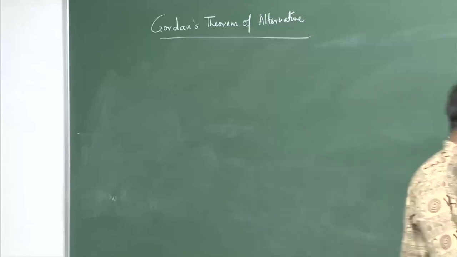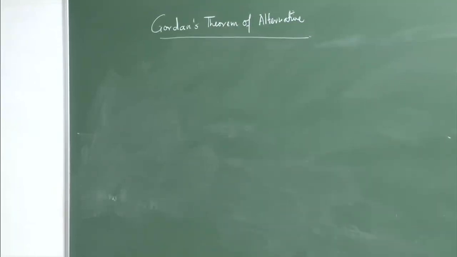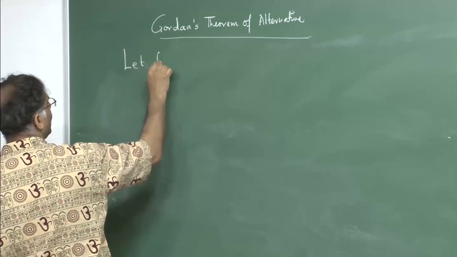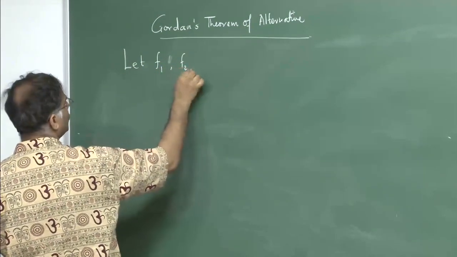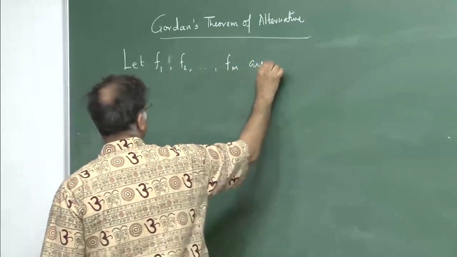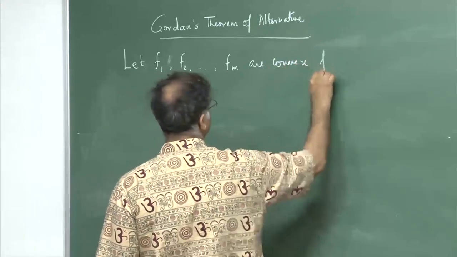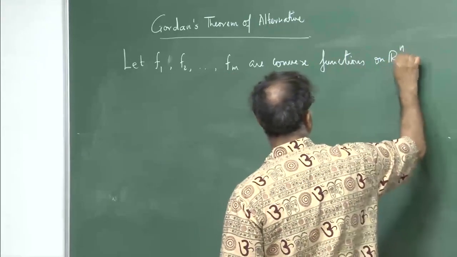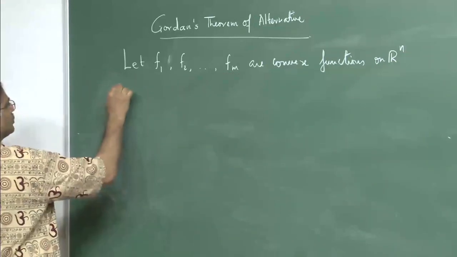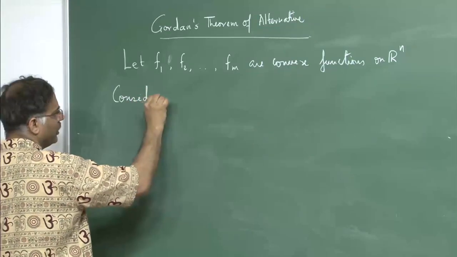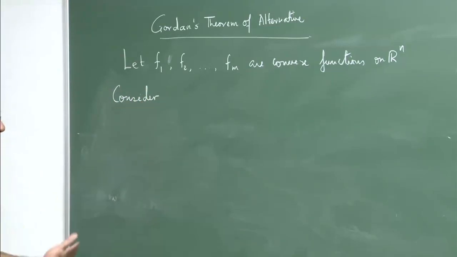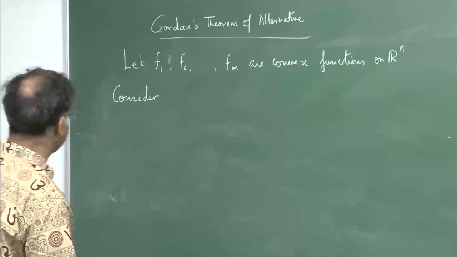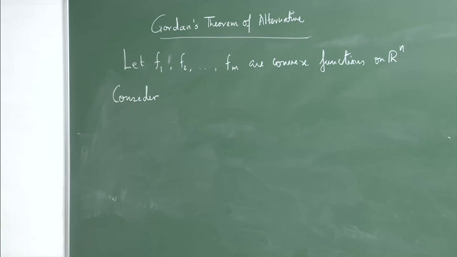Now, let us look at what are the two systems. So, let f1, f2, up to fm be convex functions on R^n, finite valued of course. Consider the system. We have studied a bit about convex sets and convex functions very early on. So, we will just try to recall how much we have done, and the basic notions of convex sets and convex functions, and that would help you in understanding this.